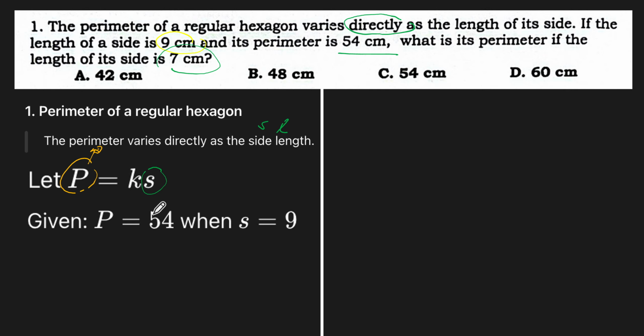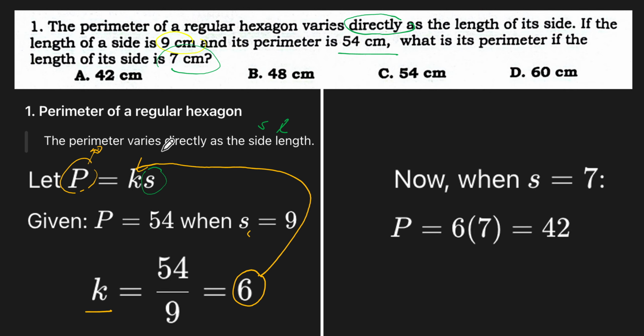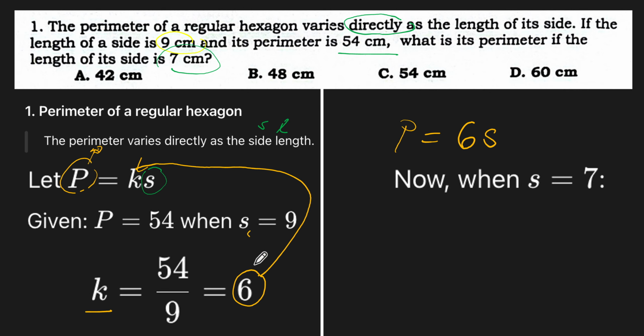So, if the perimeter is 54 when S is equal to 9, we have to solve for the constant first. For us to solve the constant, we can divide the perimeter by the side length, which is 9. So 54 divided by 9, then we can have 6. So our constant is equal to 6. And we can use the constant to replace the K here. So we can have our new formula, P equals 6 times S. Okay, 6 is our constant.